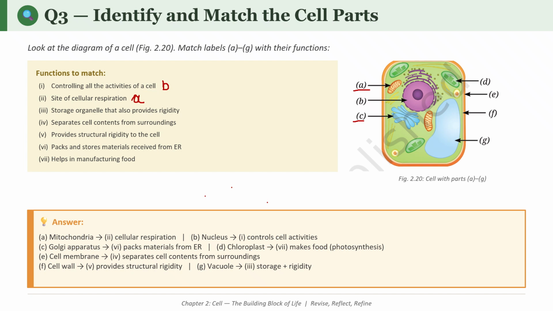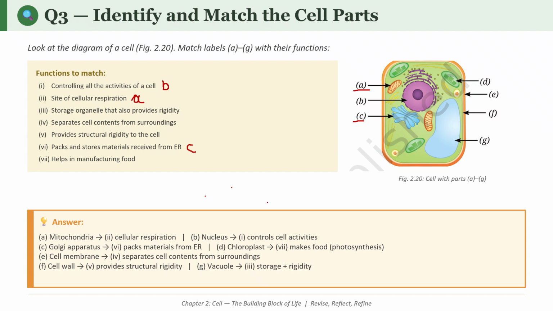What it does: it packs and stores materials received from the ER. So it stores the material, modifies it and packs it. Yeah, shipping, everything is done by the Golgi. So for which one? For this one, this is the C option. Sixth one is C option.